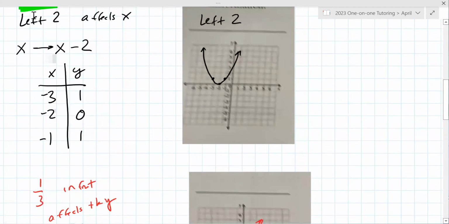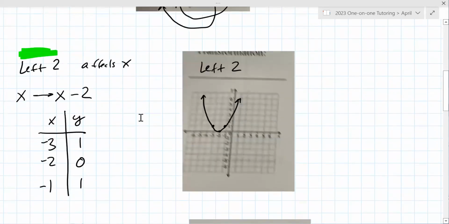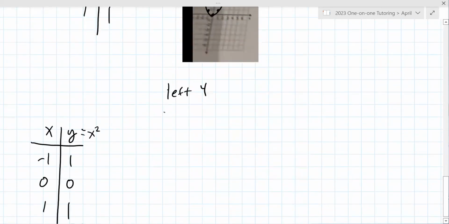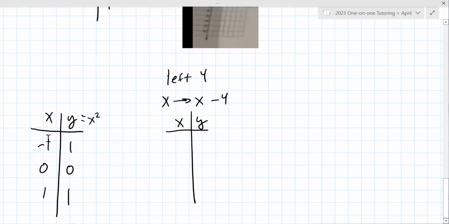What did I write here? Can you read this? Left 2. And what does it affect? X. Okay, why does it affect x? Because you just move 2 spaces along the x. So this one, left 4, means x, I got it. Give me the new ordered pairs. You've got the table right here. I'm just asking you to modify the x values.